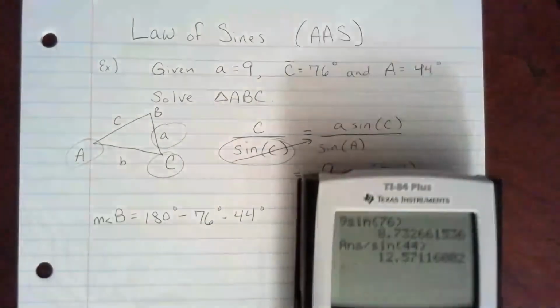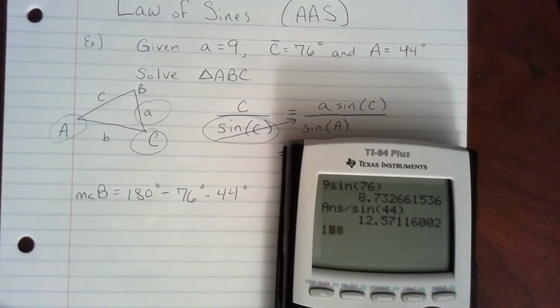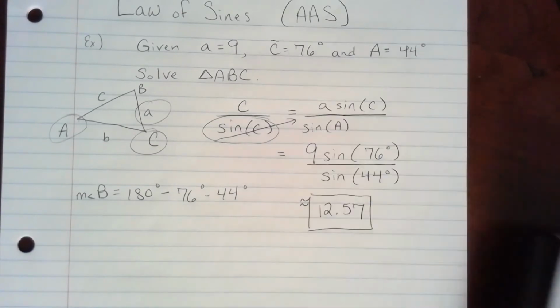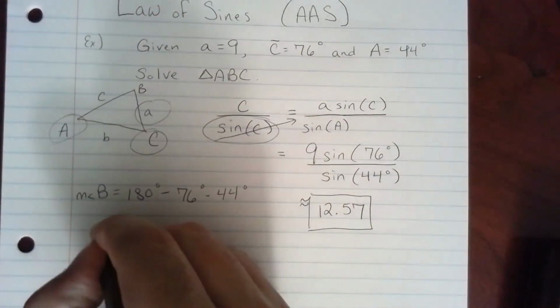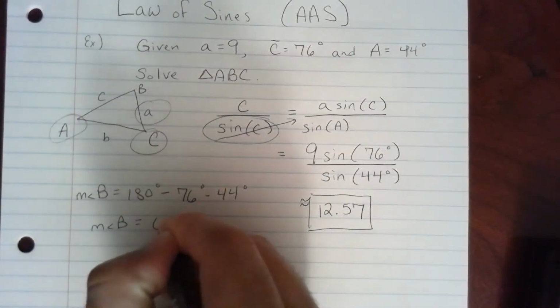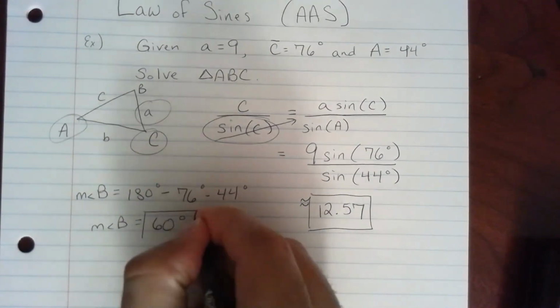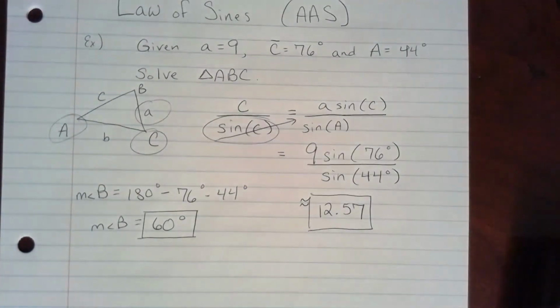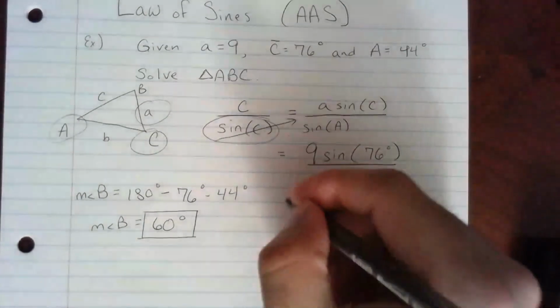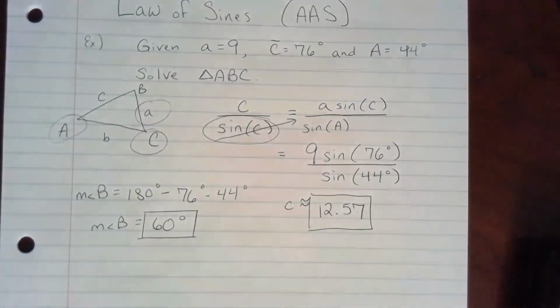So here we're going to go in and say 180 minus 76 minus 44, and we find out that our last angle is 60 degrees. Don't forget that that is part of our answer here. We're looking for all three other pieces. Maybe over here I should put a little c again just to make sure we're keeping up with everything.